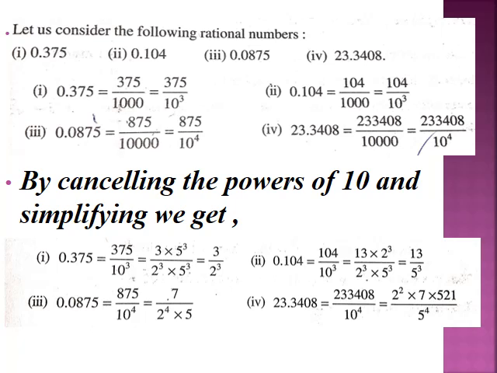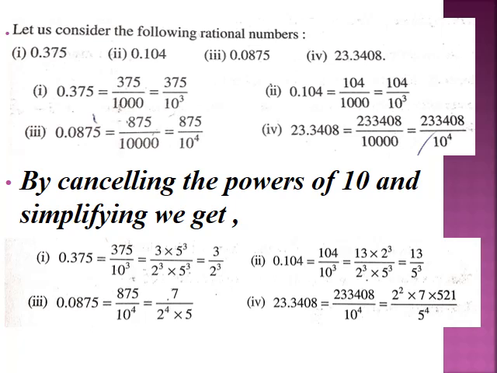Then in the third, as the decimal is after 4 digits, you write it as 875 upon 10 raised to the power 4. Here again the decimal is after 4 digits, so it is 2,33,408 upon 10 raised to 4. Now all these numbers are written in fraction form, but their denominators are powers of 10. Now if we cancel the common factors and simplify, we will get the same numbers in simplified form.